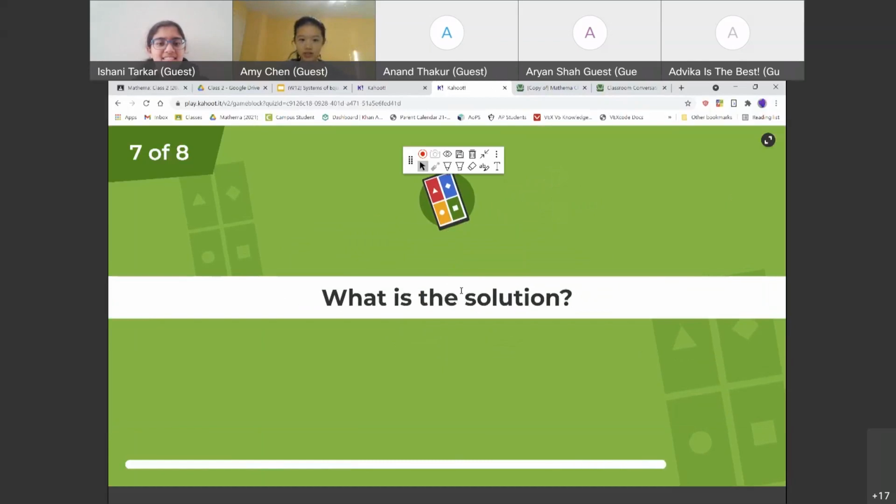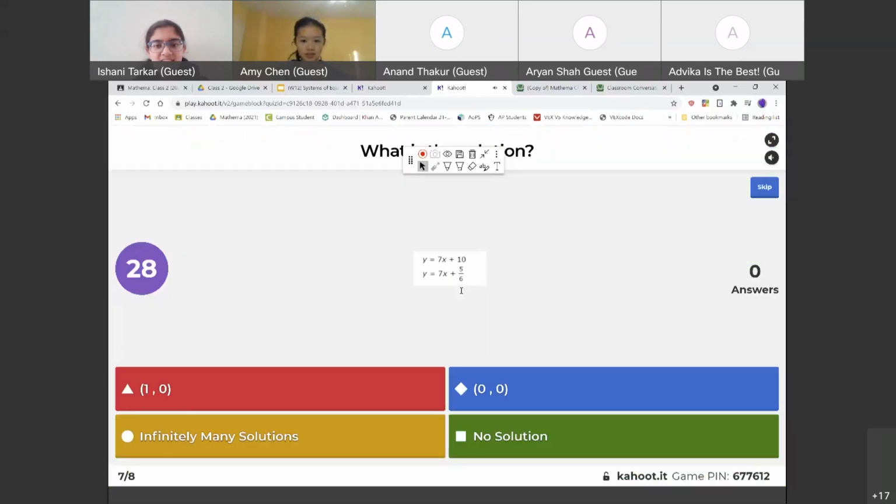What is the solution? Green. Well, we revealed it earlier, but you know. It didn't work. It wouldn't let me click the screen for a solid 5 seconds.